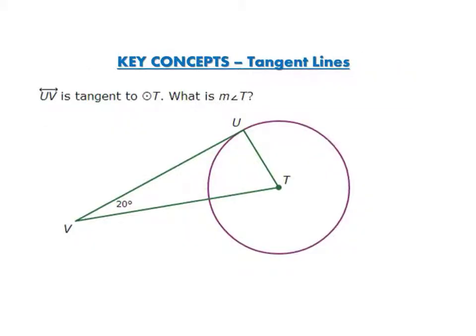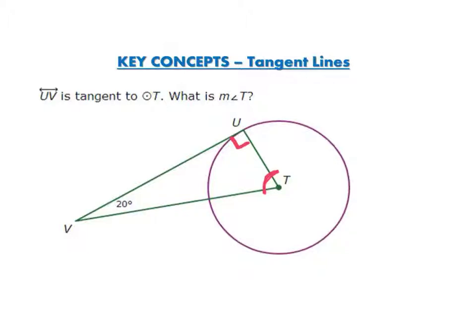Okay, the first kind of problem you're going to see in this lesson: line UV is tangent to circle T. What is the measurement of angle T? So we have a tangent line, UV, and here is the radius. And if you remember, we just talked about the fact that when the radius meets a tangent line, it forms a right angle or 90-degree angle. Now the question is, what is the measure of angle T? So they want to know that angle measurement.